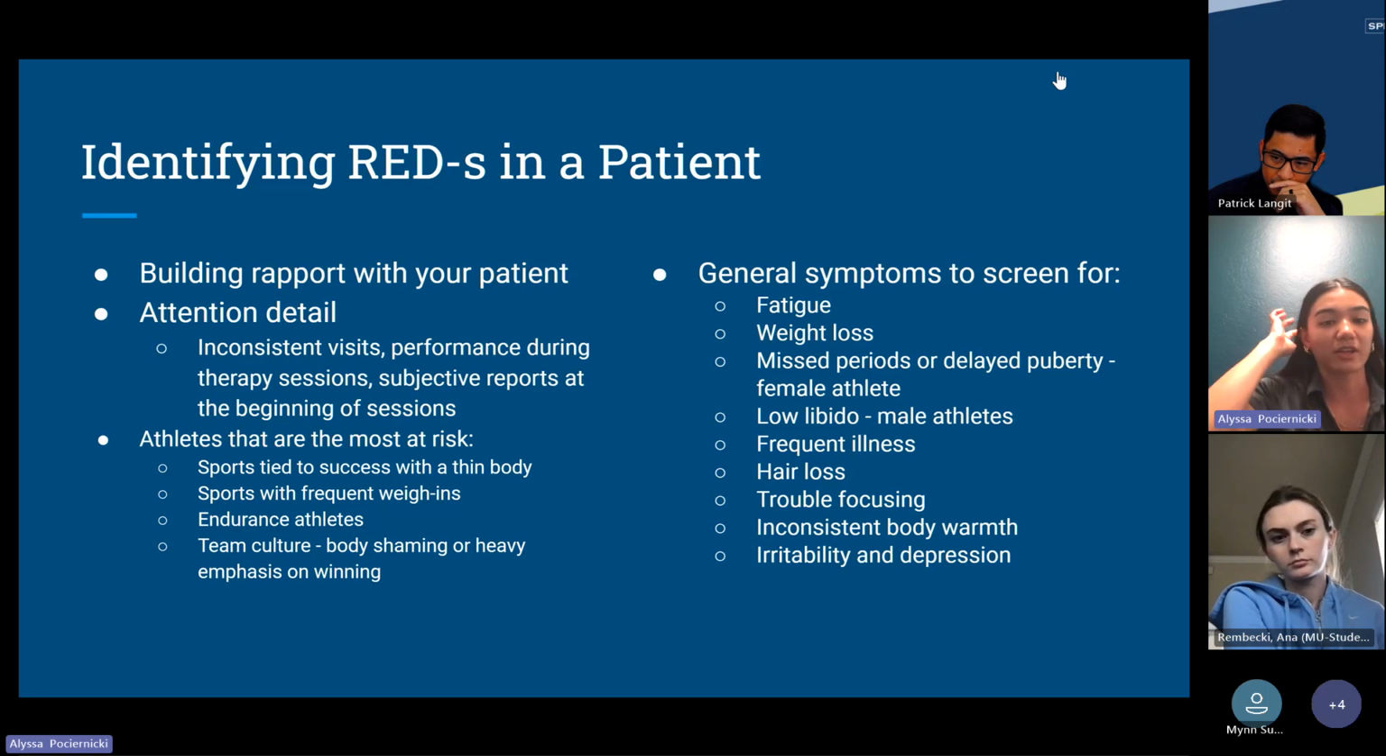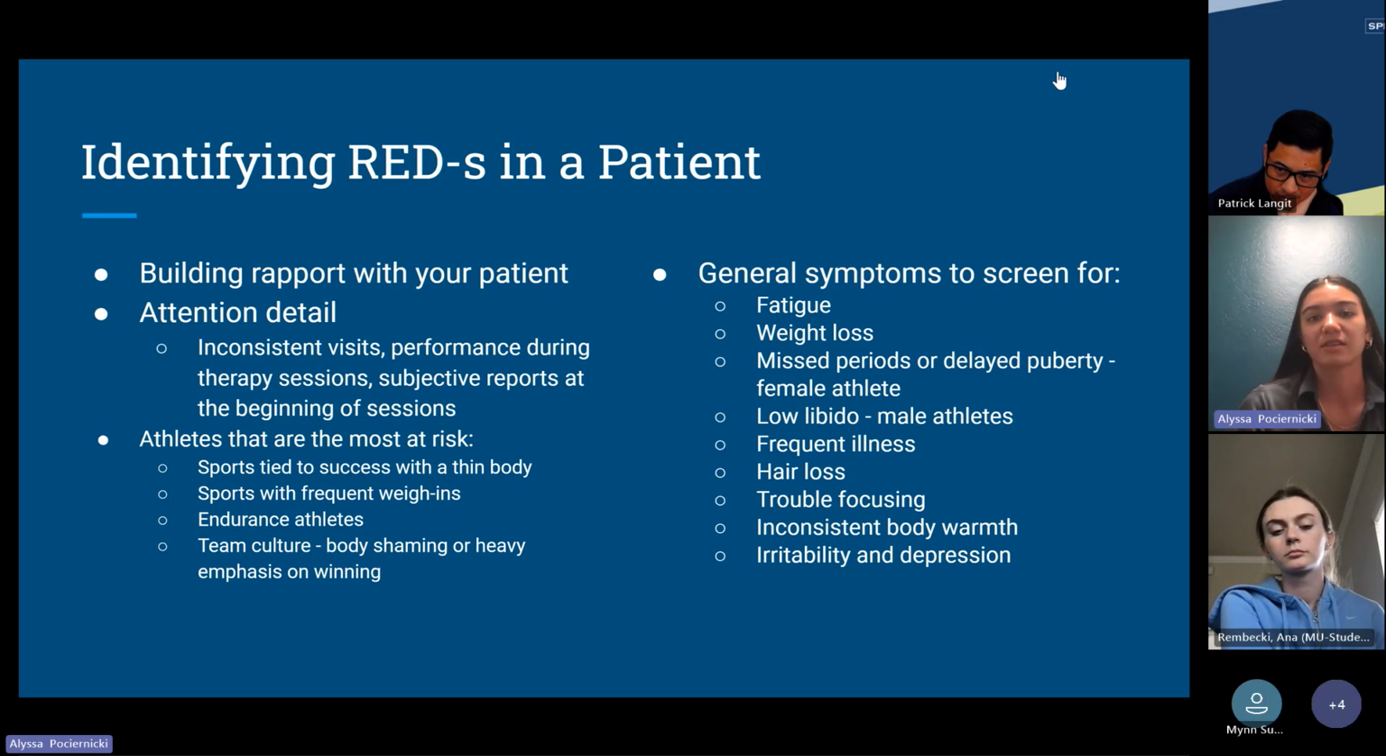For body shaming, this means they're receiving a lot of pressure from their team, their coaches, or their teammates in general, saying that they need to lose weight or just making comments about their bodies. And then for teams with a heavy emphasis on winning, that can lead athletes to not eat as much and ignore their hunger, or even possibly overtrain or overexercise past the limits that they should be doing.